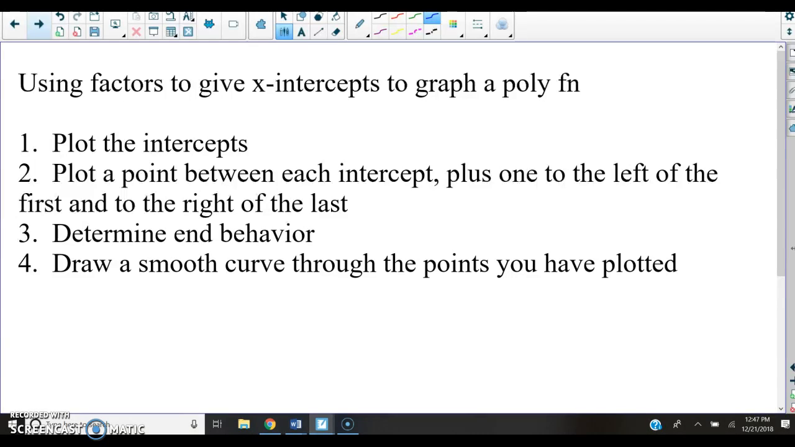Okay, so if you've got your factors, then you can plot your intercepts. And if I want a lot of accuracy, I am going to use Desmos or my graphing calculator. So part 2, I don't do real often, except I always do x equals 0. But if I have zeros at -2, 1, and 4, then I'm going to definitely put a 0 in and see what's happening. I always check out my end behavior, both the right end and the left end. And I draw a smooth curve.